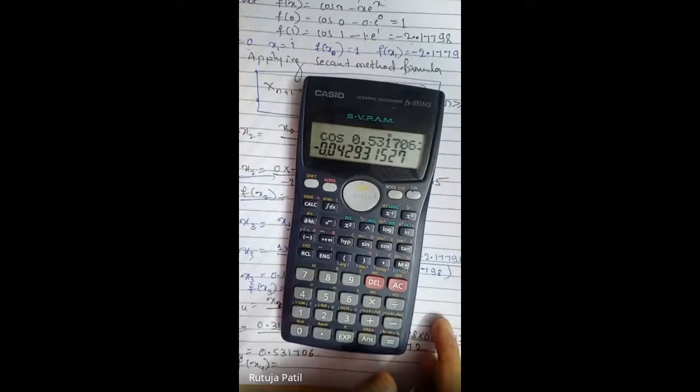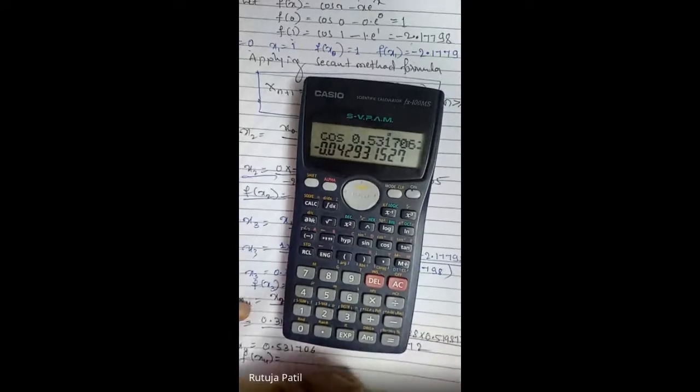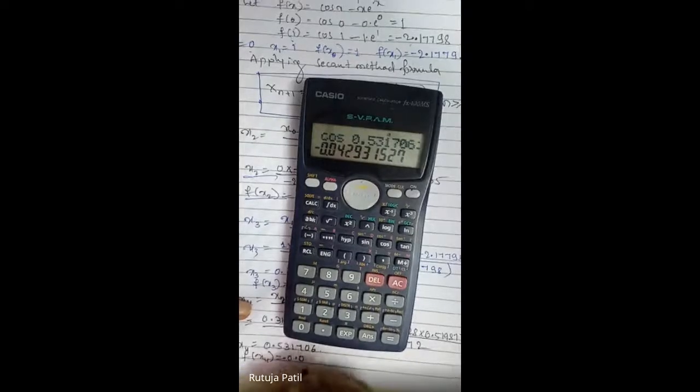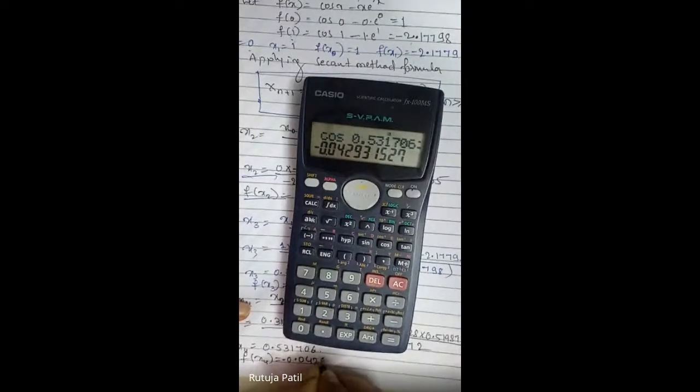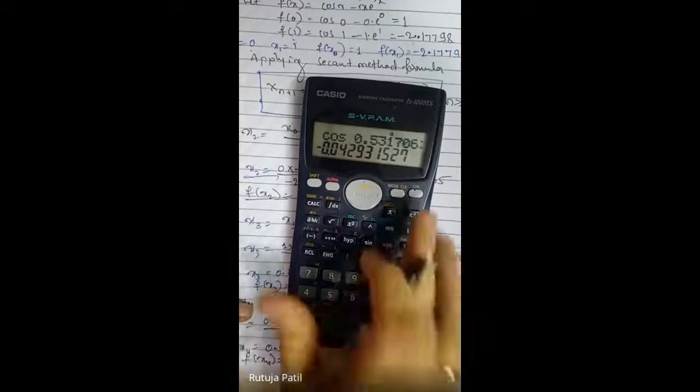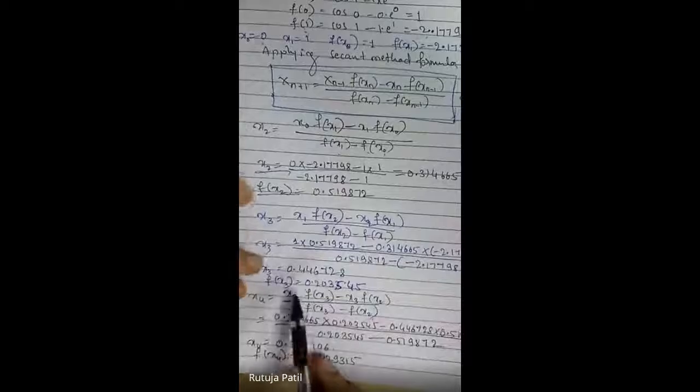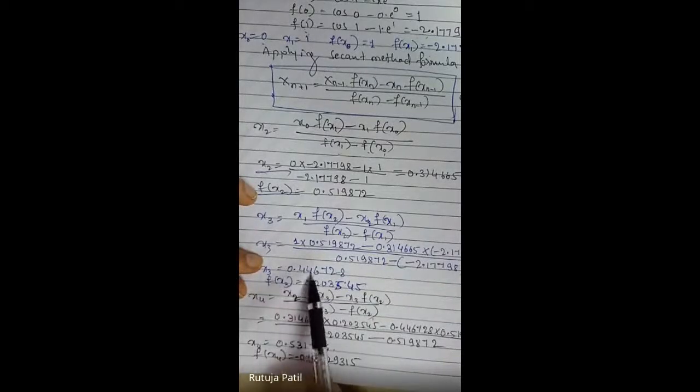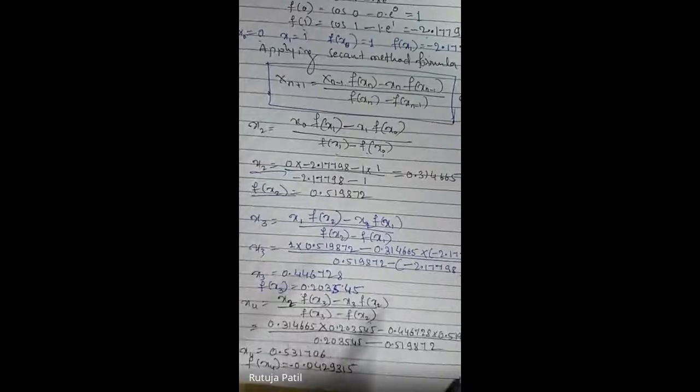Okay, so this is my f(x4). How much did I get for f(x4)? That is minus 0.042931. Okay, now again check. After the decimal, x3 and x4 are 0.531 and 0.44. Still after the decimal, the first digit is also not the same. So again we need to continue this.